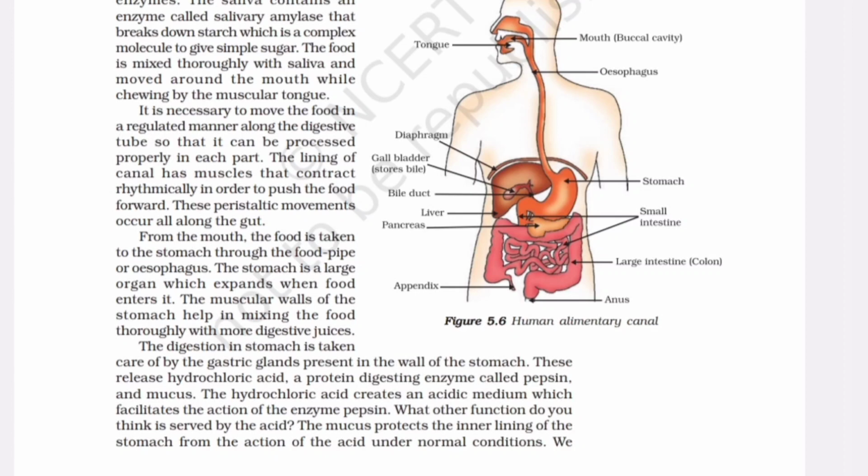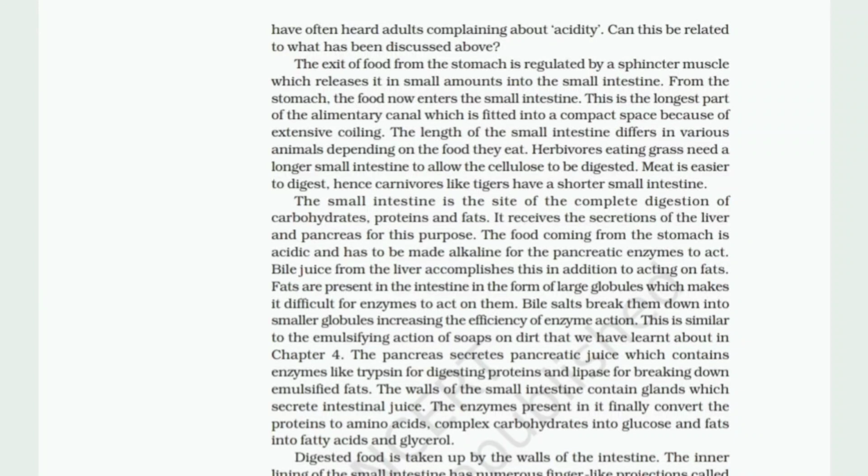The digestion in stomach is taken care of by the gastric glands present in the wall of the stomach. These release hydrochloric acid, a protein-digesting enzyme called pepsin, and mucus. The hydrochloric acid creates an acidic medium which facilitates the action of the enzyme pepsin. What other function do you think is served by the acid? The mucus protects the inner lining of the stomach from the action of the acid under normal conditions. We have often heard adults complaining about acidity. Can this be related to what has been discussed above?